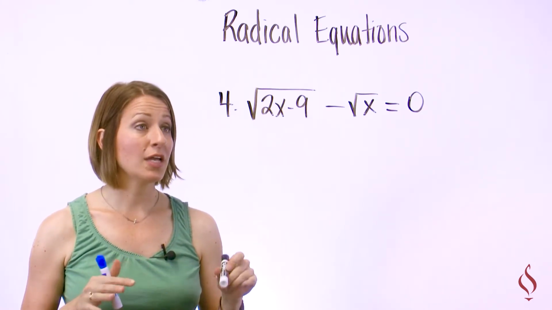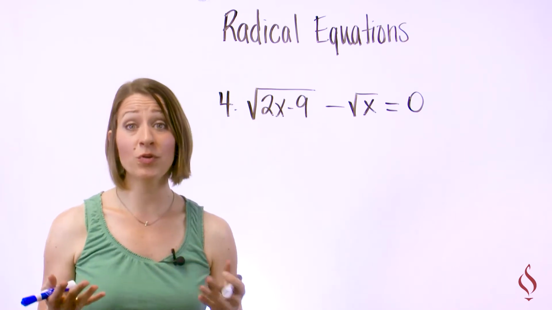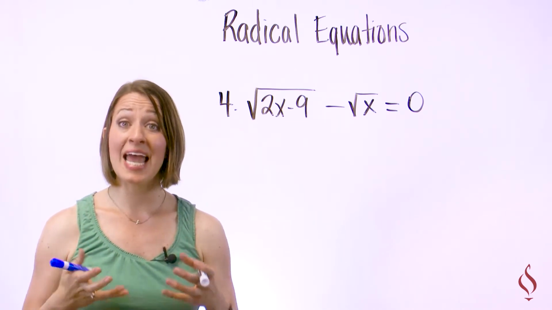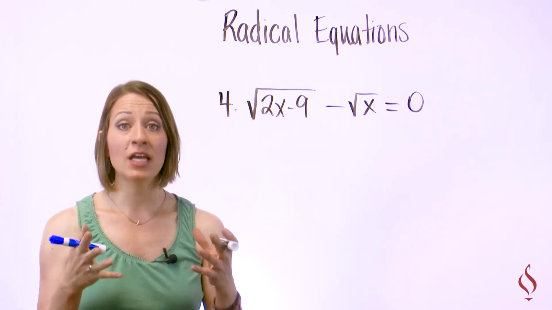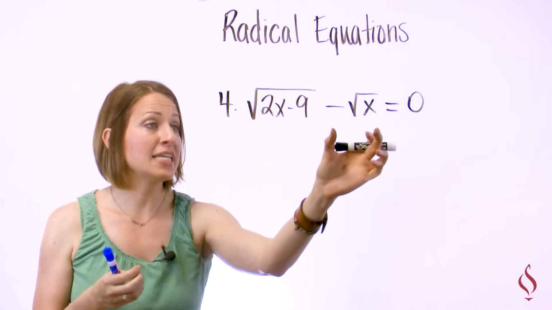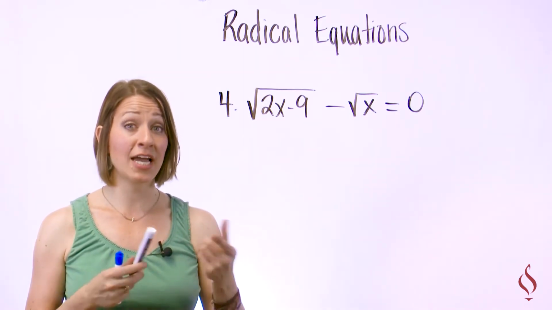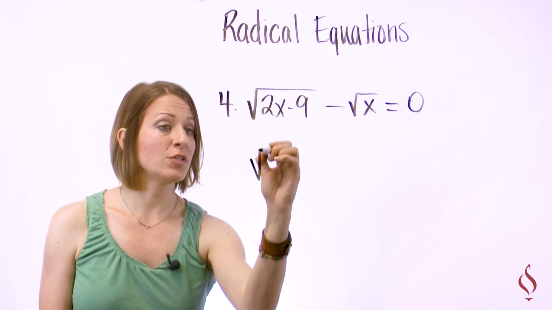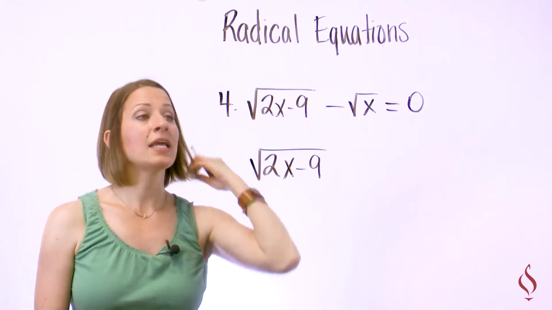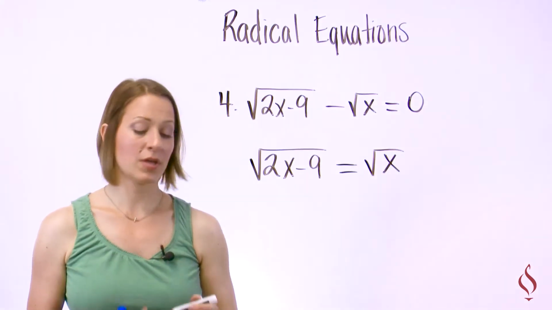In this example, it's a little bit different because we have two radical expressions and they both happen to be on the same side. But I still want you to stick with the idea that a radical expression has to be alone. That means it can't even share a side with another radical expression. So I want you to take this second radical expression, the square root of x, and move it over to the other side through addition. It would be the square root of 2x minus 9 equals, and if you add radical x over, it equals the square root of x.